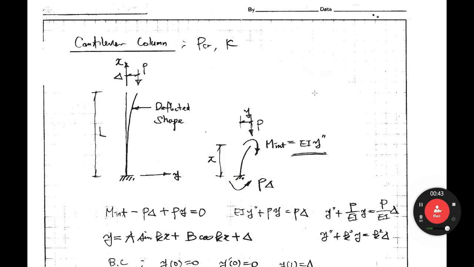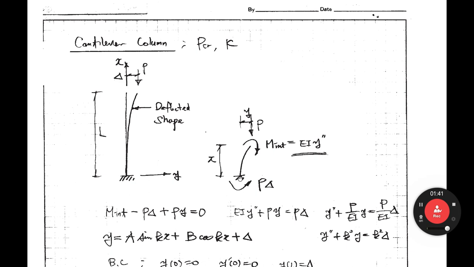Firstly, let's look at the cantilever column. This is a cantilever column, subject to the axial force at the top. We always consider this deformed shape when we solve this problem. The displacement at the top is defined as delta. We take out this part as a free body diagram like that. At the bottom, we have the P delta moment.